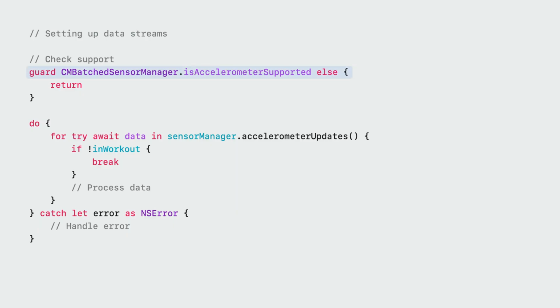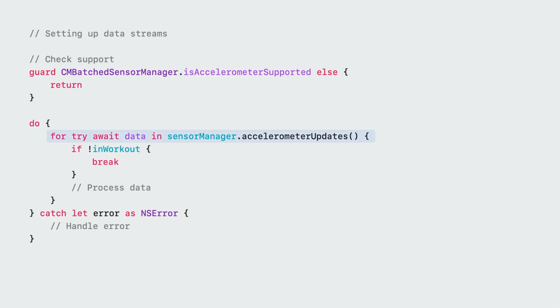Now that I have a good idea of how the swing shows up in the sensor streams, I can use CMBatchSensorManager to start streaming and processing data. First, we want to confirm the data is available on this platform. You can do so by checking, is accelerometer supported? You can check for device motion support using a similar property. Apple Watch Series 8 and Ultra support both high-rate accelerometer and device motion.